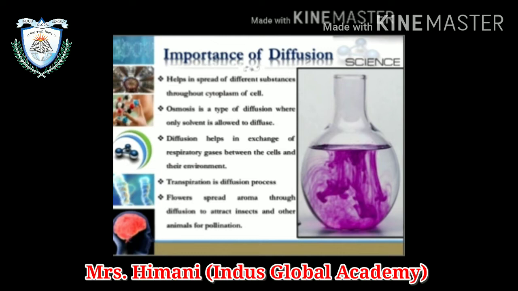Osmosis is also a type of diffusion where only solvent is allowed to diffuse. Diffusion also helps in the exchange of respiratory gases between the cell and the environment. Transpiration is a diffusion process, and flowers spread aroma through diffusion to attract insects and other animals for pollination. Pollination is the transfer of pollen grain from anther to stigma.